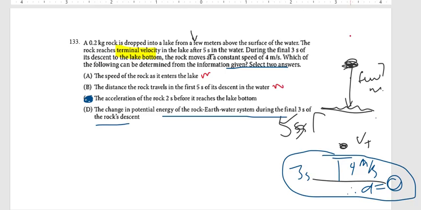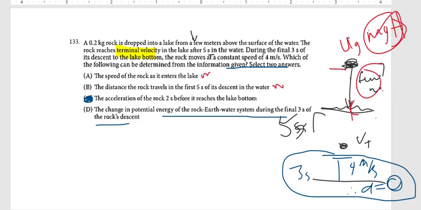Well, I could use conservation of mechanical energy. I could use mgh, which I'd need its mass, which I know, g I know, and then I'd need its height. See, because it goes from potential to kinetic energy. I'd need to know its height, and that says a few meters. That's not going to cut it. So it can't be that one.